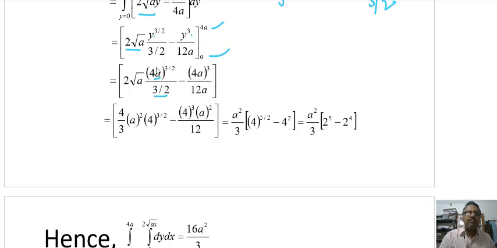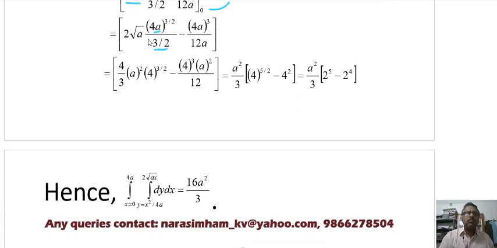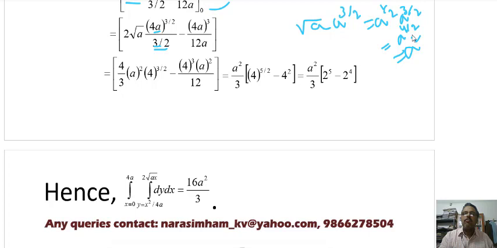Now we will simplify this term. Observe, 2 into 2 by 3 is 4 by 3. Here root a into a power 3 by 2. Root a means a power 1 by 2. A power 1 by 2 times a power 3 by 2 is a power 4 by 2, which is a square. So this term is a square. Here 4 power 3 by 2.